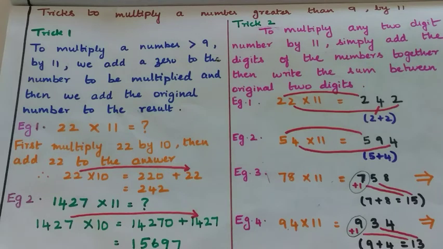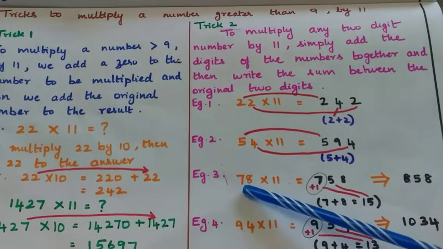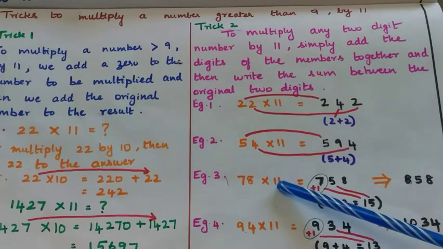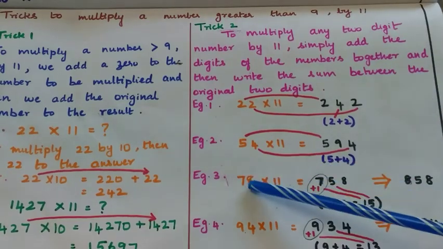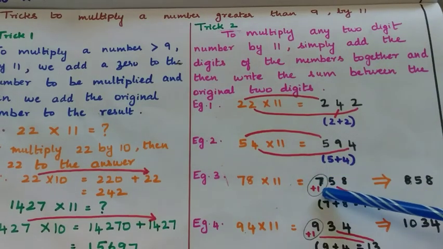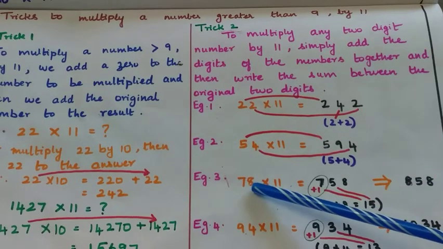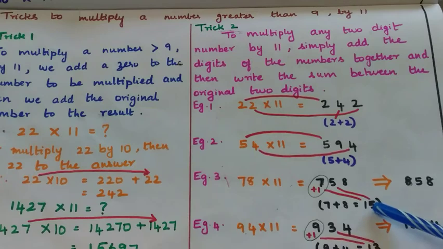Now a question may arise: what if the sum obtained from adding the digits is a double-digit number? For that, I have given 2 more examples to make the concept clear. Let's take this example where 78 has to be multiplied by 11. As per this trick, you need to write the number 7 first, then leave some space and then write 8. Now what is the sum of 7 and 8? It is nothing but 15. So 15 is a double-digit number.